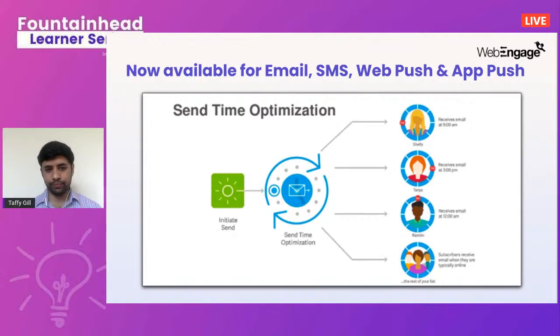So all that needs to be done is, before you send a campaign, you just click the relevant option, and the WebEngage ecosystem is going to calculate that, okay, in the past, Taffy has been opening his emails within the window of 3 to 5. So send an email to Taffy from that time frame. But if there's another user who's opening that communication from, let's say, 9 to 10, that particular communication gets sent to that user in that particular time frame.